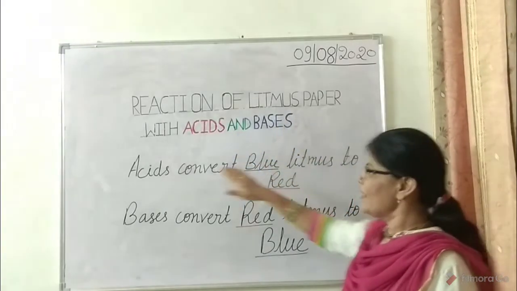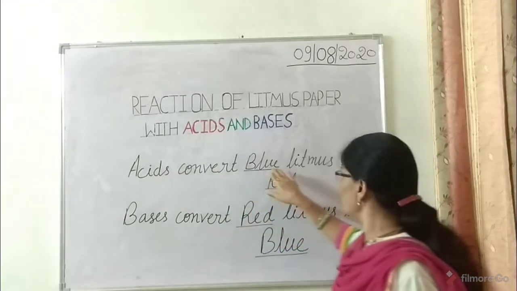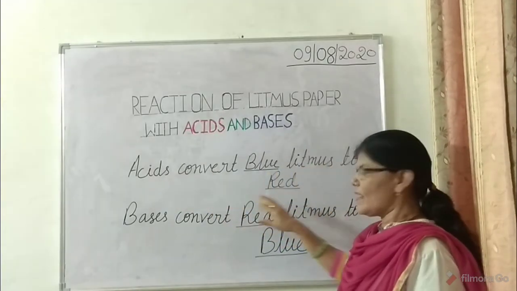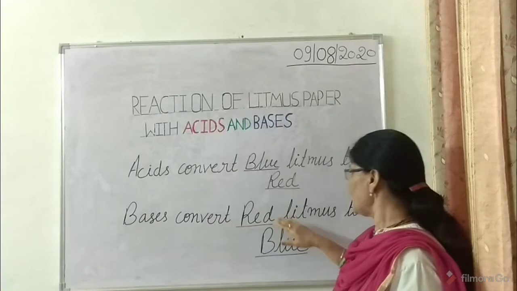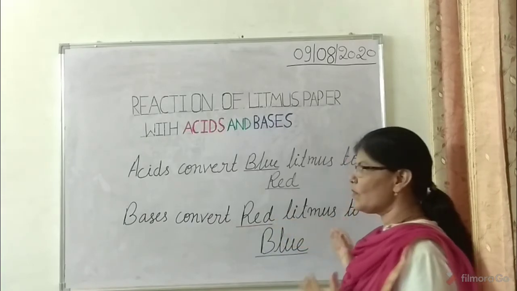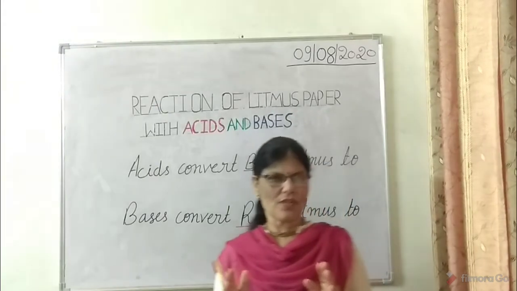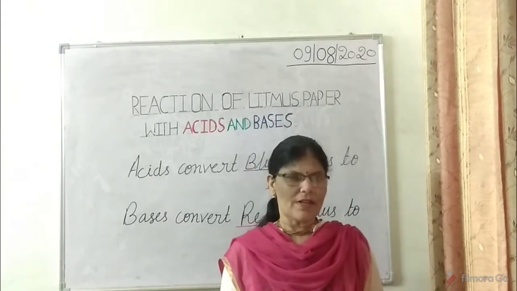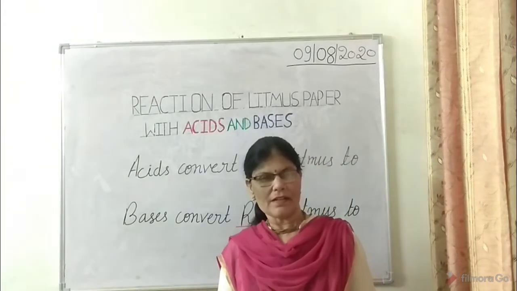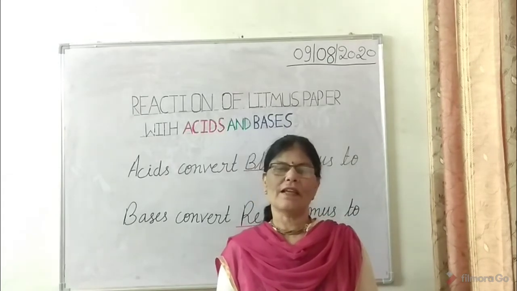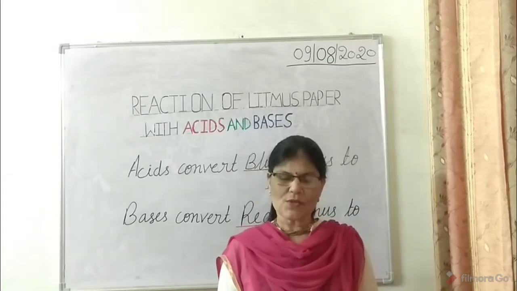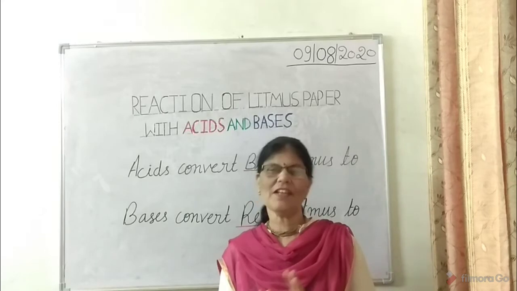We know that acids convert blue litmus to red and bases convert red litmus to blue. But what is litmus paper? Litmus paper is a natural indicator. It is prepared from lichen. Lichen is a symbiotic association between algae and fungi.